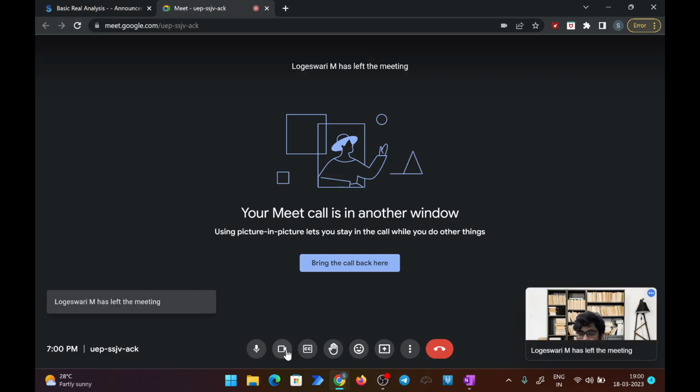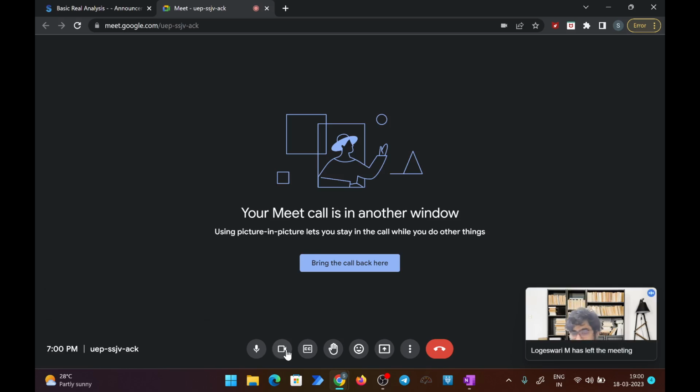Today we are going to discuss continuity. Especially today we will focus on uniform continuity. First we shall start with the definition, then we gradually solve problems.